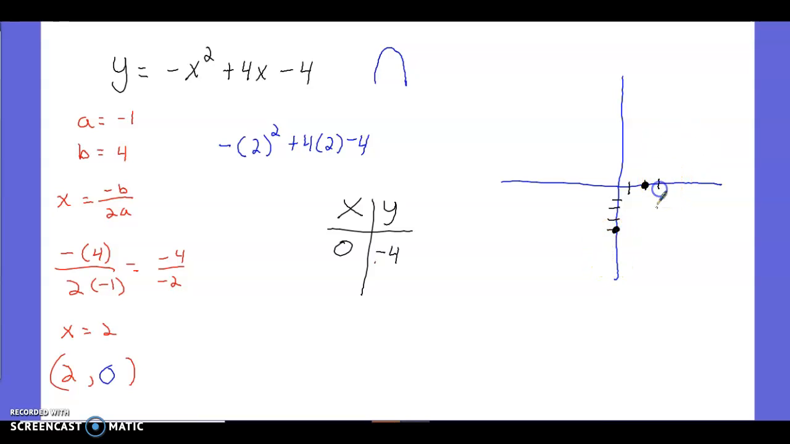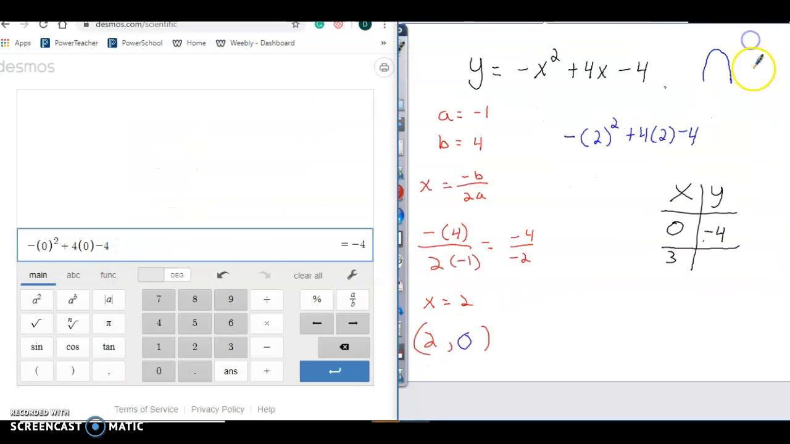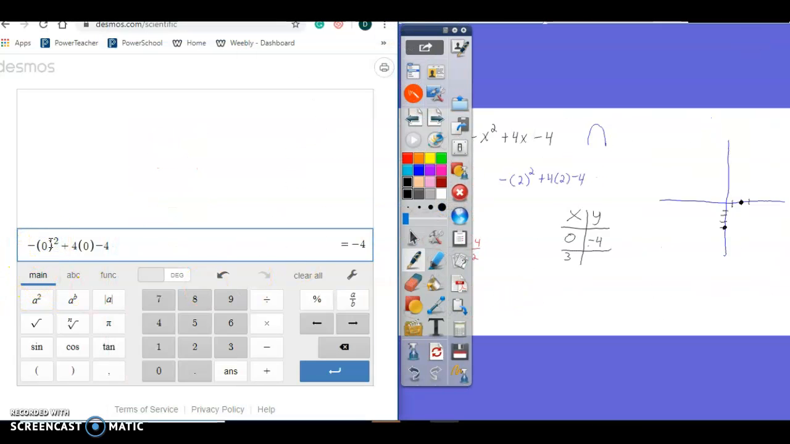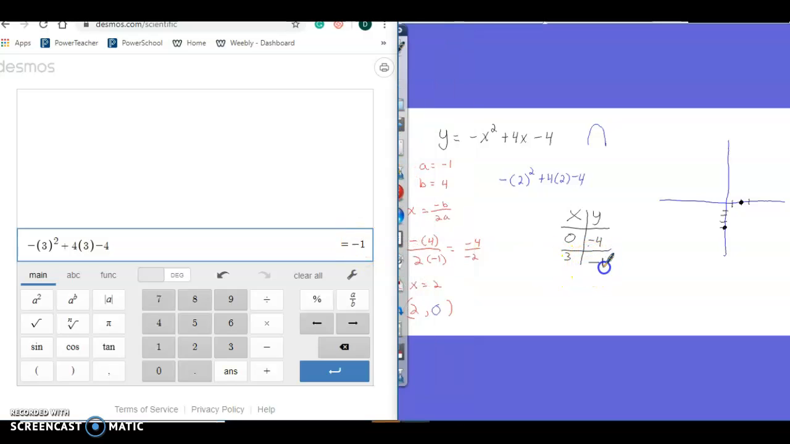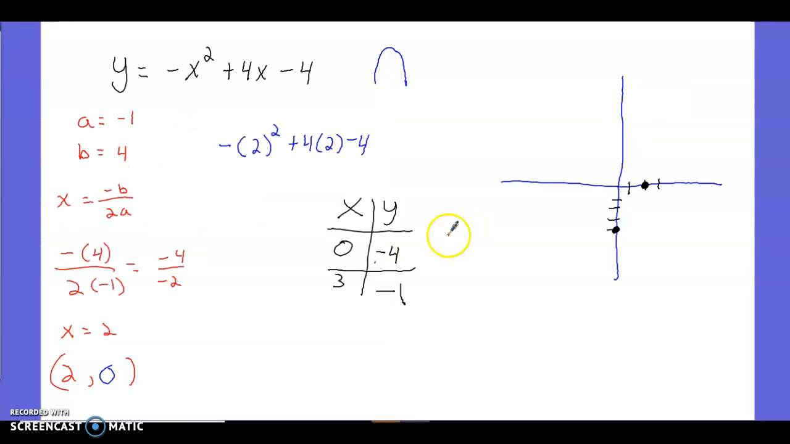Let's say I forget axis of symmetry, right? Oh no, I don't understand axis of symmetry. I forgot about it. So I'm just going to pick one point to the right. 1, 2, 3. 3 is to the right of 2. So I'm going to put 3 in there. So I'm going to type in 3 to my calculator because I needed output. So again, I'm using the exact same formula. 3, put that in again, and I get -1 as my output. So if I do 3, I go down to -1.